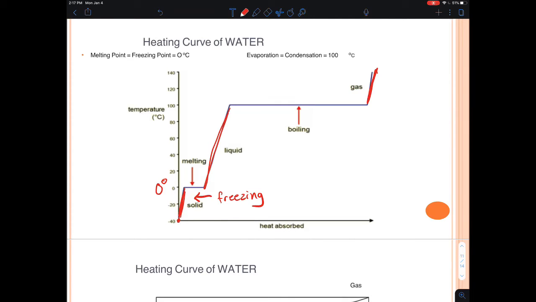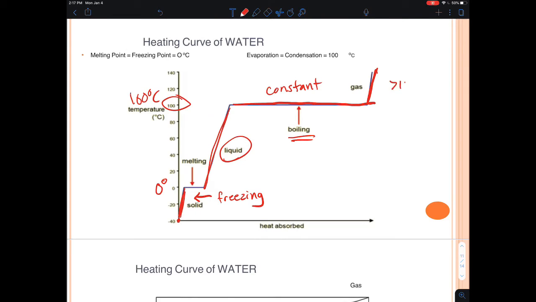So we heat it up to 0 degrees, it melts, and then from 0 to 100 degrees, it's in its liquid form, till it reaches 100 degrees Celsius. That's the boiling point of water. At 100 degrees Celsius, it's going to begin boiling. Notice here the temperature remains constant. So during that phase change, the temperature is actually constant. So boiling water will always be 100 degrees Celsius. It can't go hotter than that.